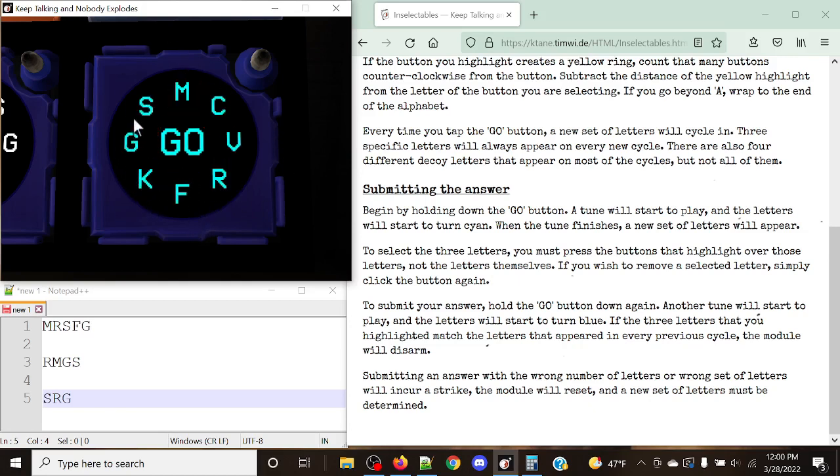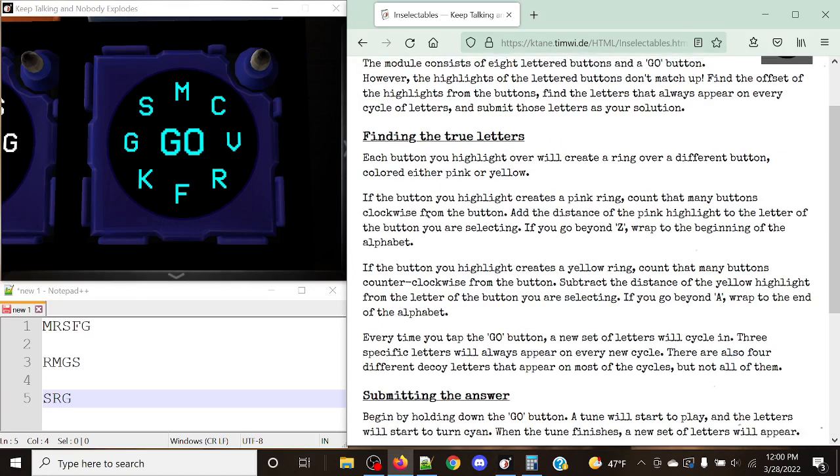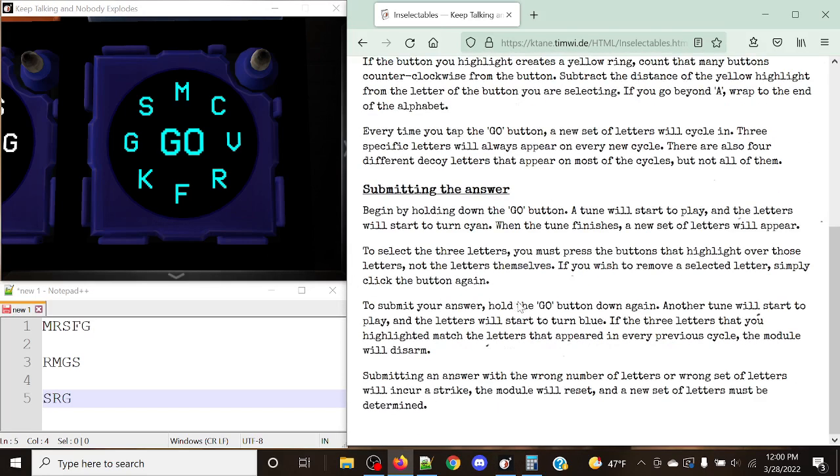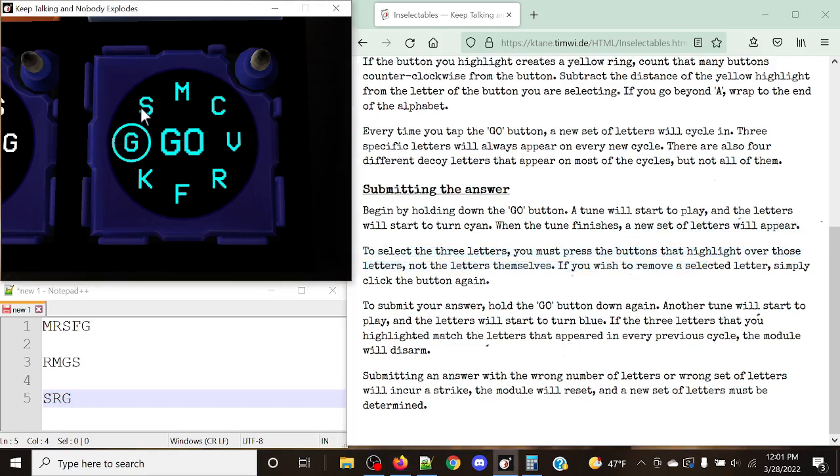So now every single highlight that you do is going to be highlighting still a different letter, but in this case, there are no other colors that you're going to be getting. It's always going to be a cyan ring, so this is what we're going to be submitting as the module. So now, what we need to do is figure out how we're going to submit Sierra, Romeo, and Golf. So now, we're going to select the 3 letters. You must press the buttons that highlight over these letters, not the letters themselves. So we're not going to be pressing, for example, this Golf here, because that would be submitting Mike into the answer, which is exactly what we don't want.